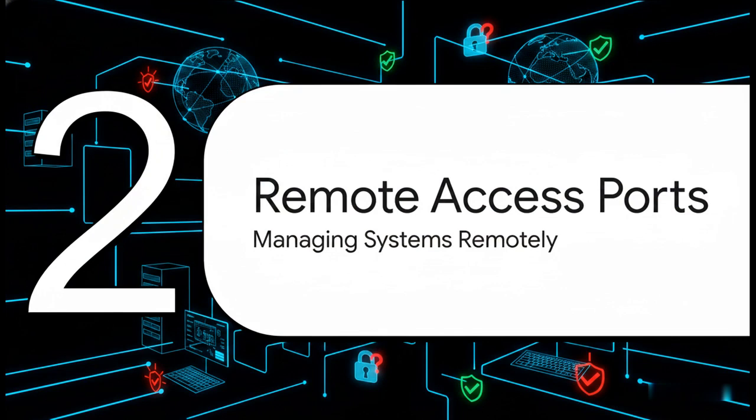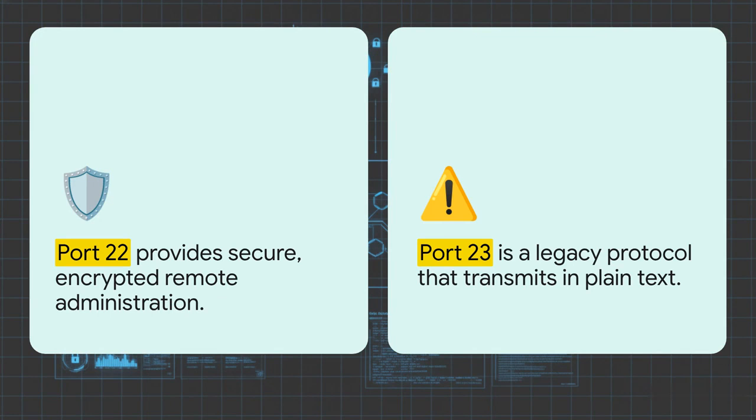Moving right along to Section 2, Remote Access Ports. You know, when managing systems remotely, you basically have 2 famous options, but really, only one of them is safe. SSH, or Secure Shell, operates on port 22. It is an encrypted, highly secure method for remote device management. Directly opposing it is Telnet on port 23. Telnet is this legacy protocol that actually transmits your administrative credentials in plain text. Seriously, if you see port 23 open on a modern network, warning bells should instantly go off in your head.